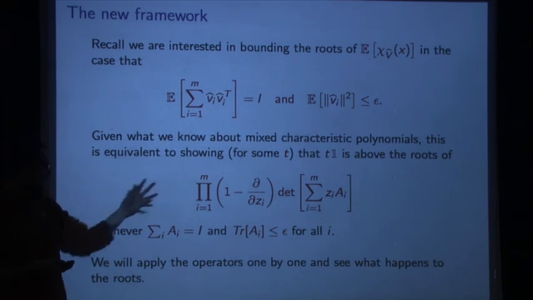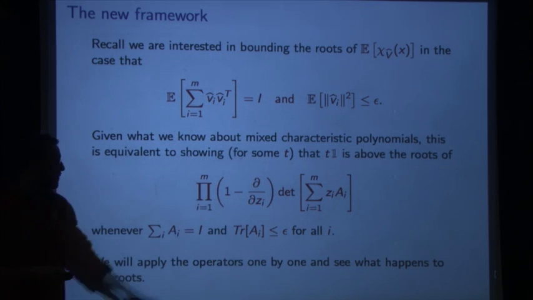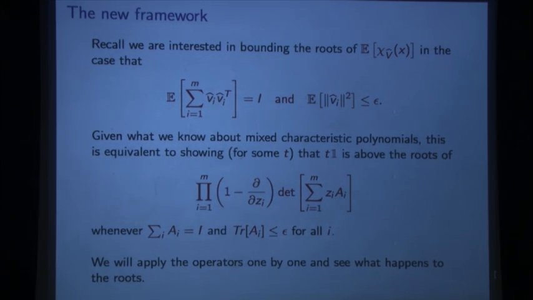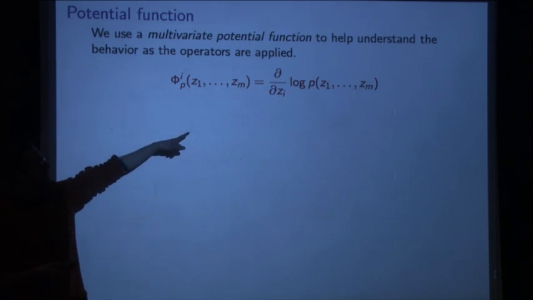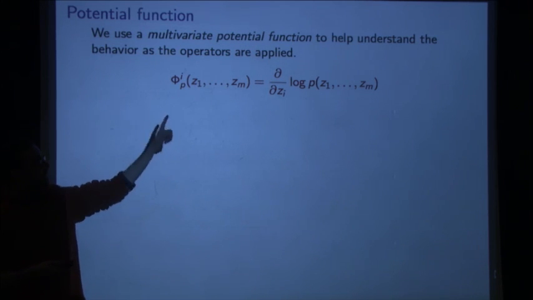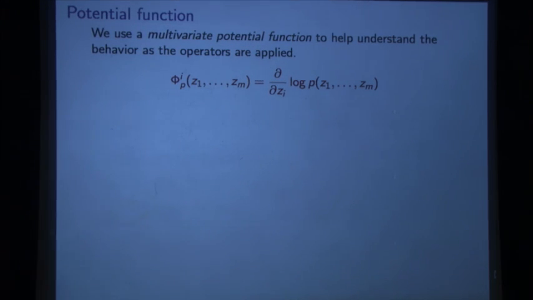And how are we going to do that? We're going to apply the operators one by one and see what happens to the roots. What happens is going to be measured by what we call a multivariate potential function that we're going to use to help understand how things behave. And the one we're going to use is the partial derivative of the log of our original polynomial.